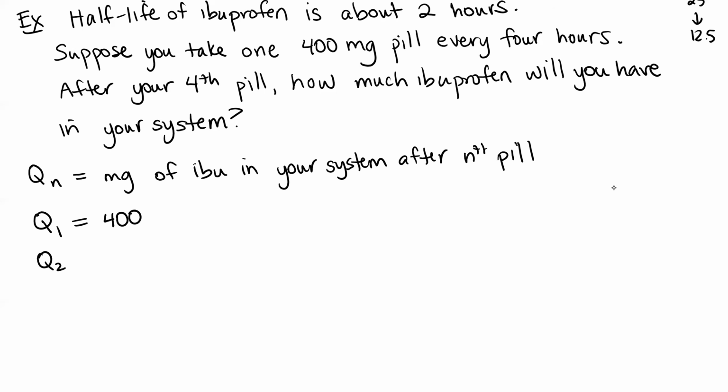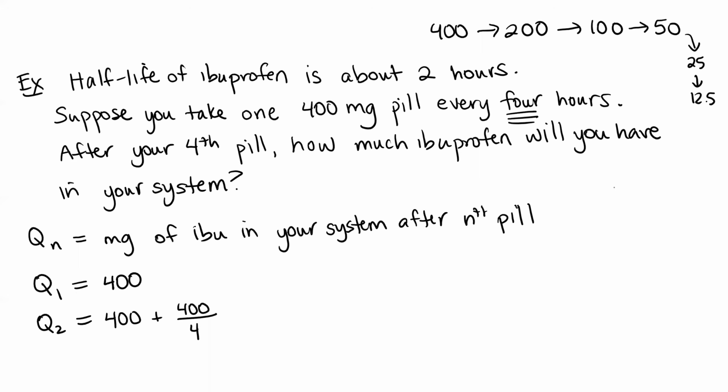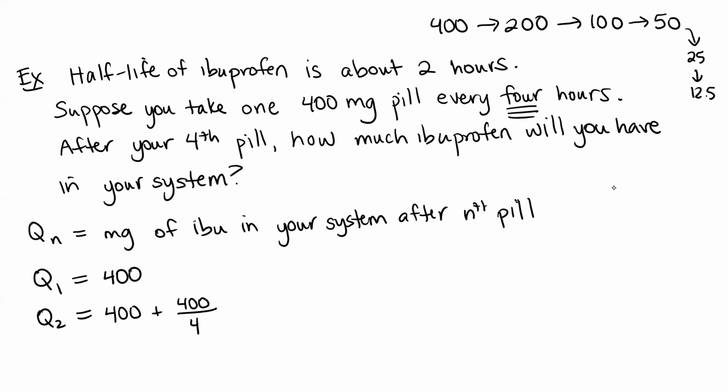Now let's calculate Q2. So this is the amount of ibuprofen in your system after your second pill. So when you take your second pill, then you get immediately hit with 400 milligrams. Plus you have the amount left over from the first pill. So that was 400 milligrams divided by 4. And it's divided by 4 because every 4 hours means that 2 half-lives have gone by.